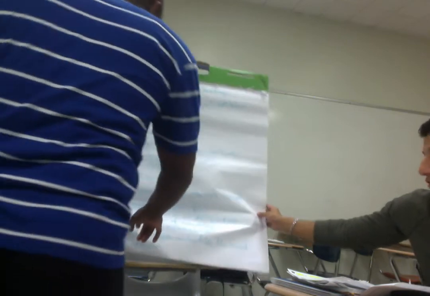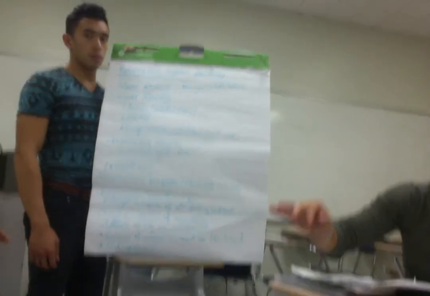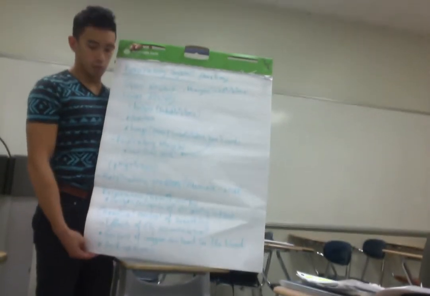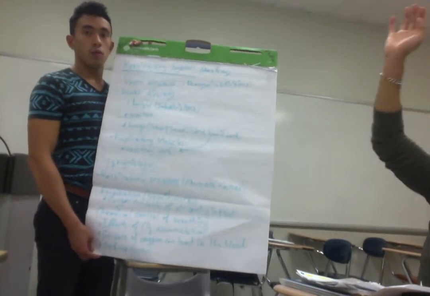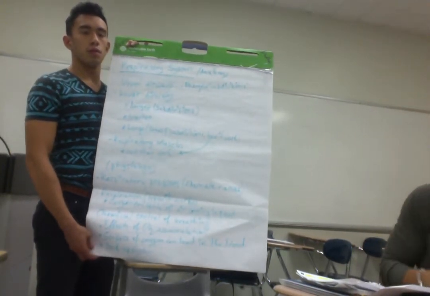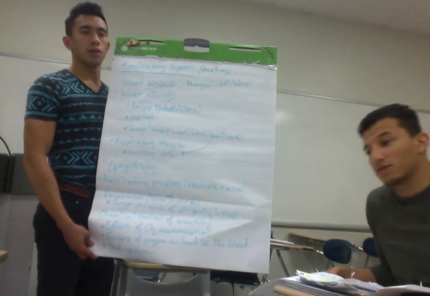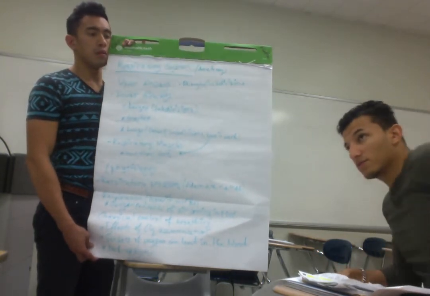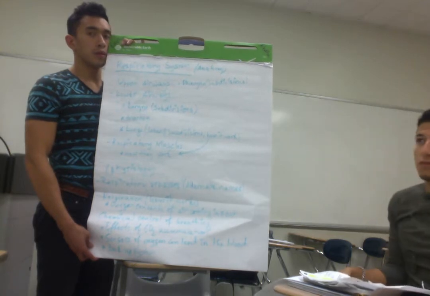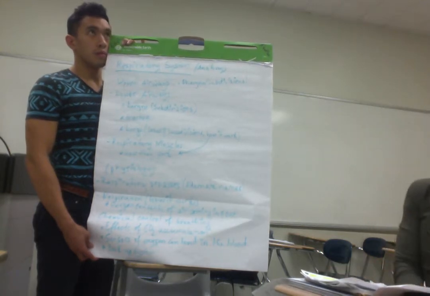All right, so chemical control of breathing. Basically, what are the effects of the accumulation of carbon dioxide on the pH? It makes the blood more acidic, and it makes the cerebrospinal fluid more acidic.